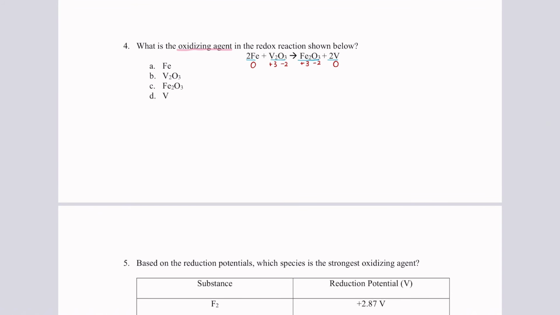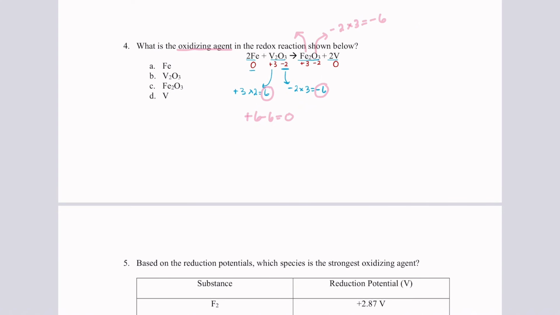In vanadium 3 oxide, each oxygen has an oxidation number of -2. So the 3 oxygens are going to contribute a total of -6. The 2 vanadium atoms together have to sum up to plus 6 because this compound is neutral. So the sum of the oxidation numbers have to add up to 0. That makes each vanadium plus 3. In iron 3 oxide, each oxygen atom is still -2. So with the 3 oxygens here, we get a contribution total of -6.